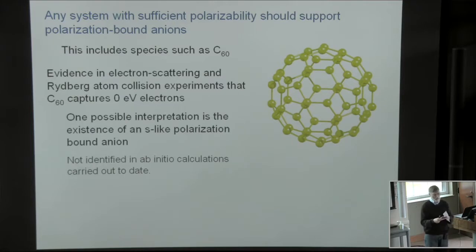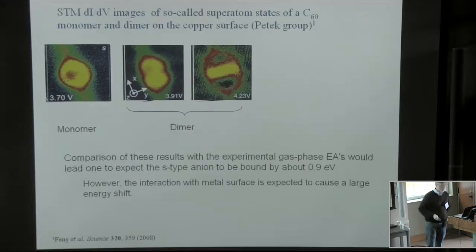One of the mechanisms is one of the valence states, but there's a distortion that lowers the symmetry. Some people have suggested a polarization-bound anion. So what I mean by polarization-bound anion would be an S state that has most of its charge distribution outside of the C60. This has never been identified in ab initio calculation. So now that we have the tools that we developed from the water work, we will take a look at this. But first I want to tell you a little bit how we got motivated by this.